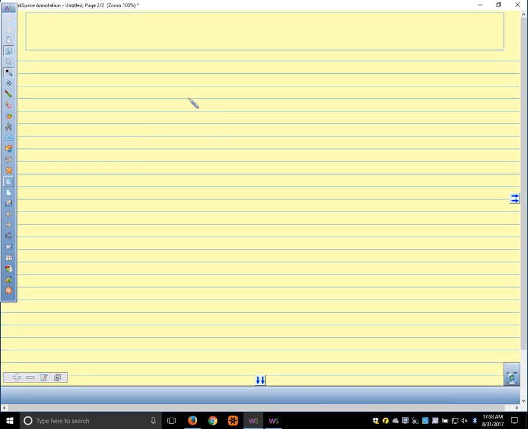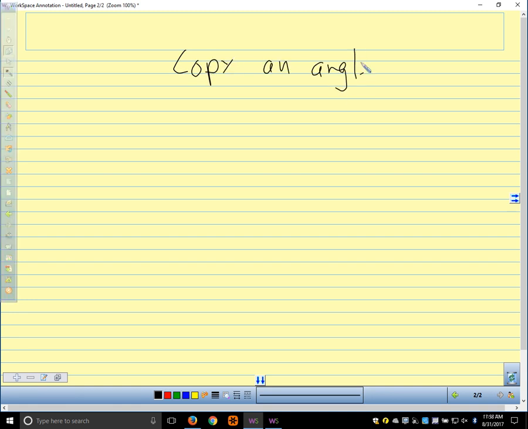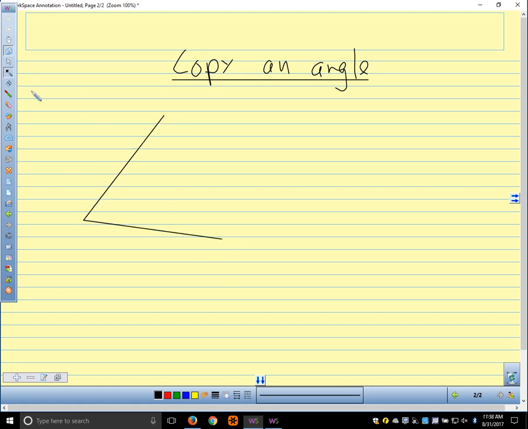is, I call it copy an angle. On your sheet it says construct a congruent angle. So we start with any angle. There's the angle that I want to copy. To copy this thing, what I'm going to do is start with a ray that's going to be the side of my new angle. So I just draw a ray with your straight edge.